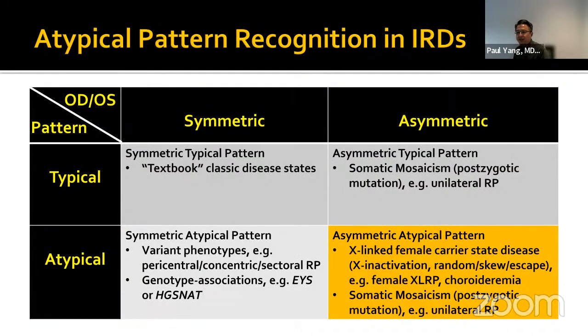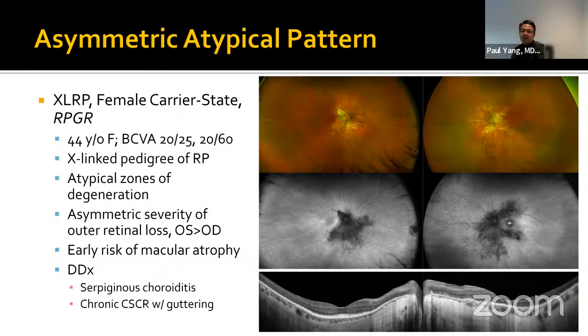So the final category here is, I think, the most complex type, right? It's different between the two eyes, and within each eye, it just doesn't look typical. So here's a case of X-linked retinitis pigmentosa, and this is a woman, so it's a female carrier state. The gene is RPGR, and you can see that what's happening in the two eyes look asymmetric, and also within each eye, it's really atypical. It affects kind of this area that seemed to emanate from the disc.